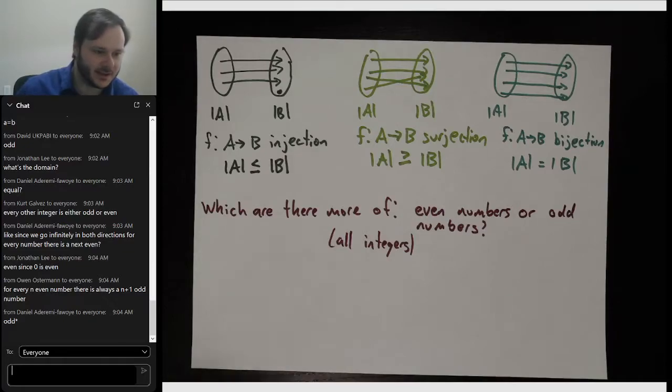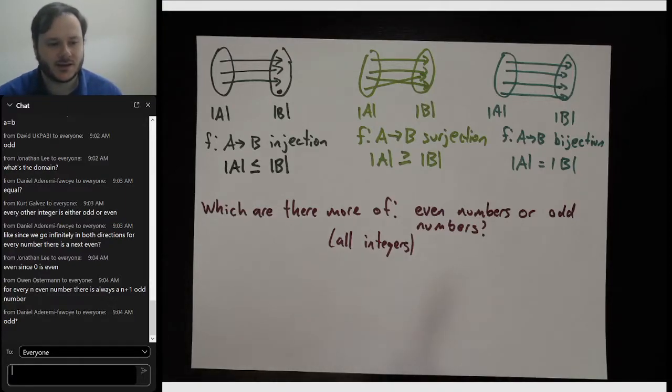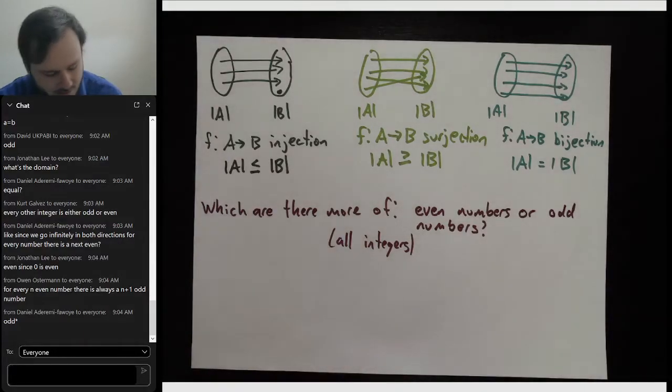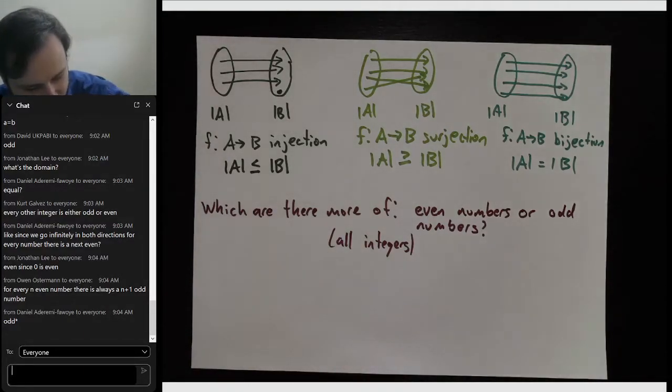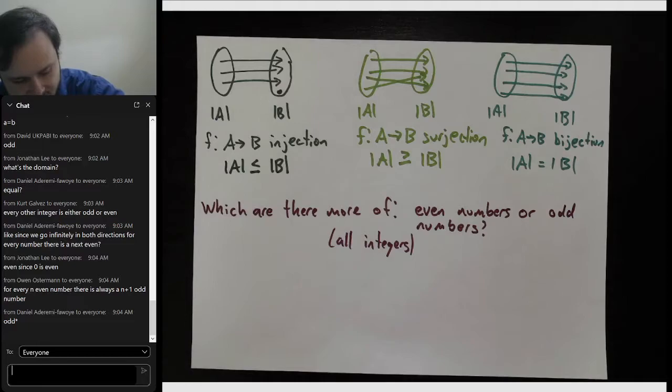This one I really like. Owen's got an answer I really like. For every n that's an even number, I know n plus 1 is always odd. I'm going to pick out this one, because I like it a lot.